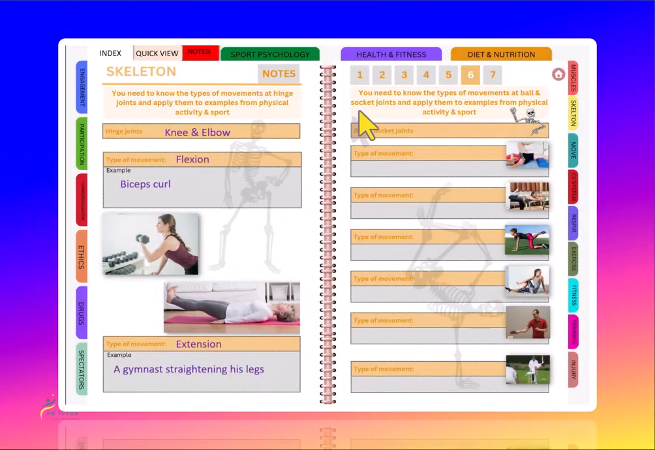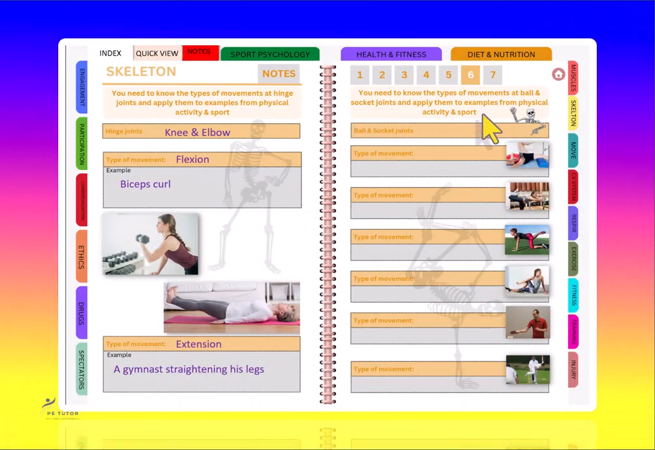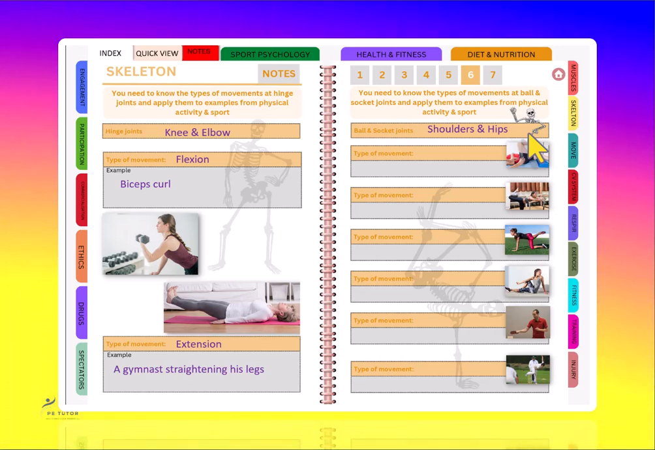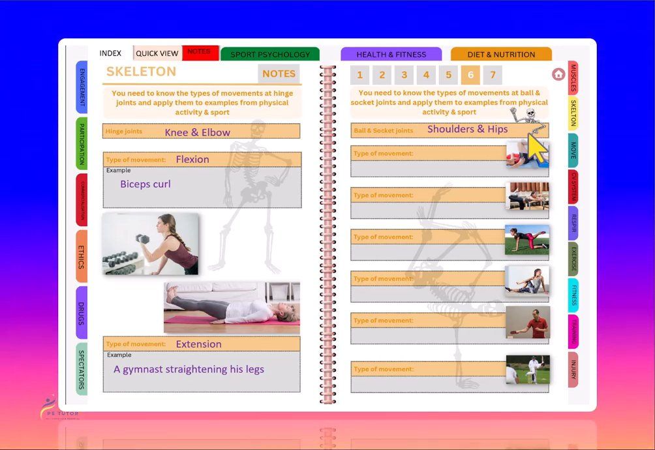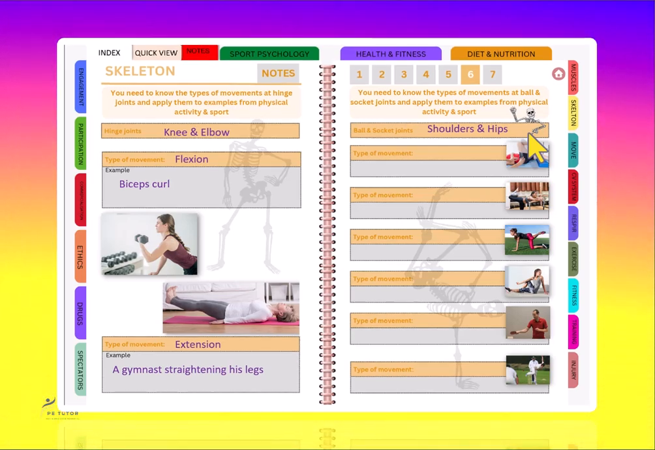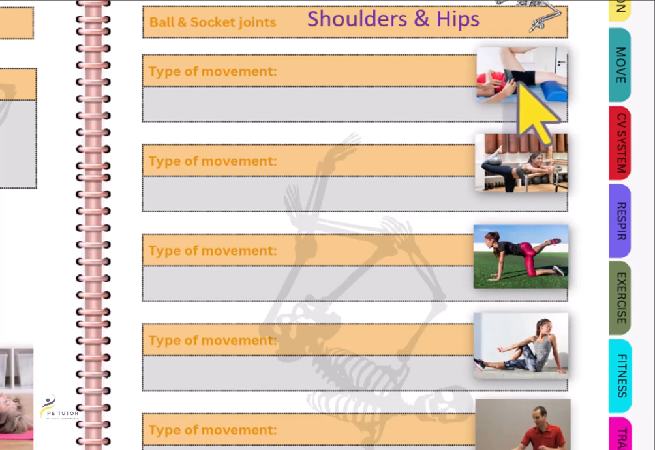Let's pop over and look at the ball and socket joints. A reminder, first of all, that we're talking about the shoulders and the hips, and we need to look at the types of movement. There are a lot more movements available at the shoulders and the hips at the ball and socket joints than there are at the knee and the elbow. First of all, if we look at this image here, we're looking at the hip, and the thigh being moved up towards the chest. This movement here is flexion, and remember, flexion is making the angle of the joint smaller.